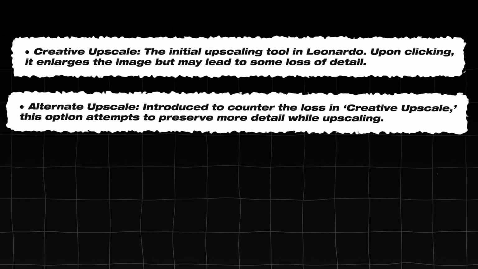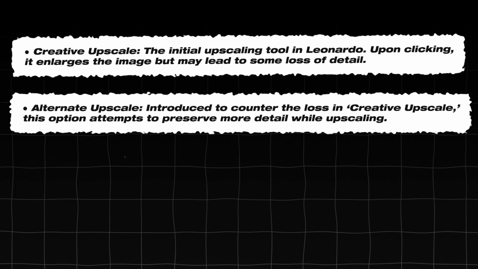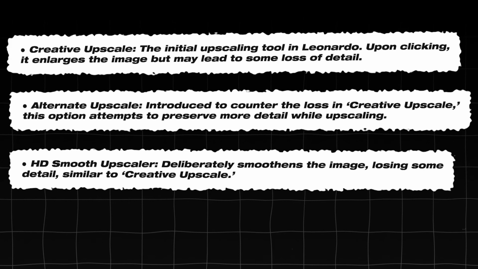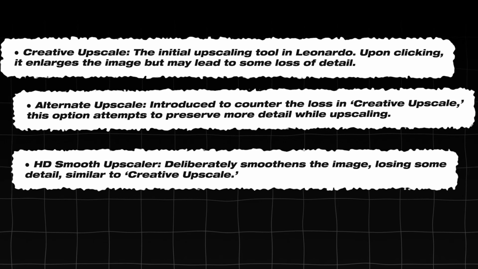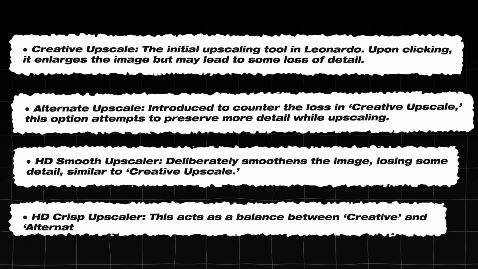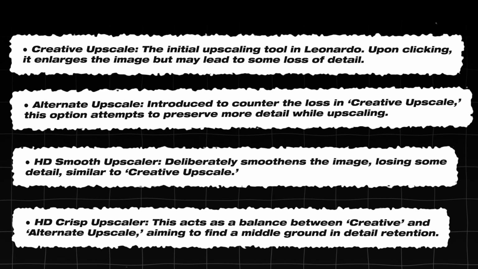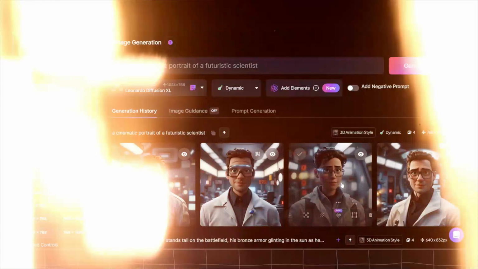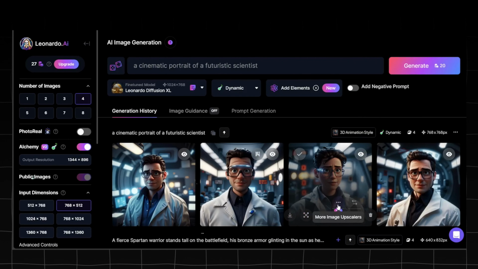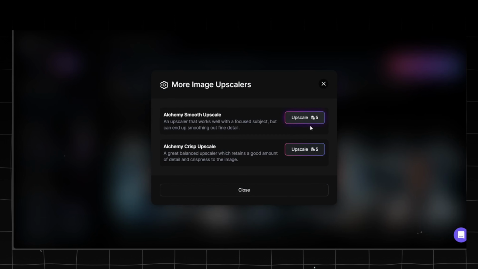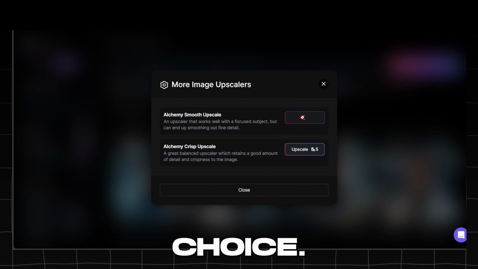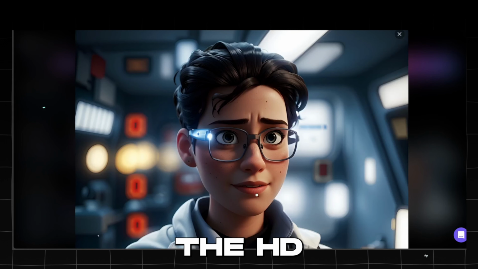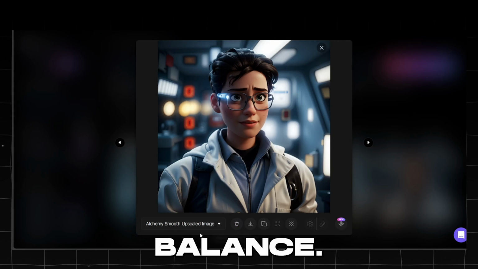Alternate Upscale, introduced to counter the loss in Creative Upscale. This option attempts to preserve more detail while upscaling. HD Smooth Upscaler deliberately smoothens the image, losing some detail, similar to Creative Upscale. HD Crisp Upscaler. This acts as a balance between creative and alternate upscale, aiming to find a middle ground in detail retention. Each upscaler serves a purpose. For instance, when creative upscale falls short in preserving details, alternate upscale can be a better choice. Meanwhile, the HD Smooth Upscaler intentionally simplifies images, whereas the HD Crisp Upscaler seeks an optimal balance.